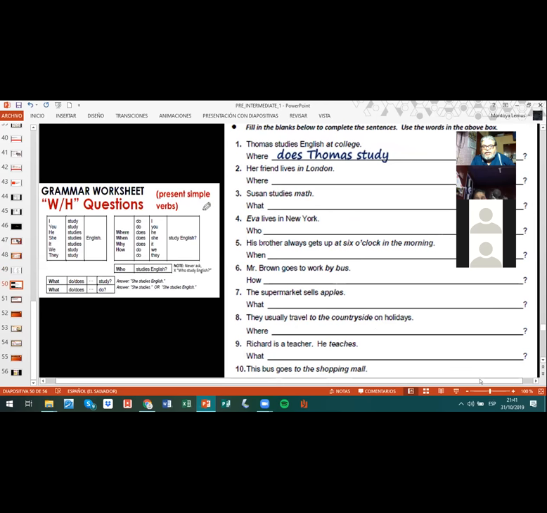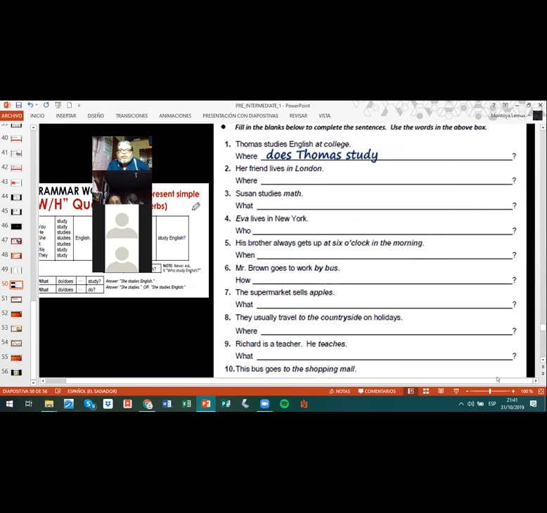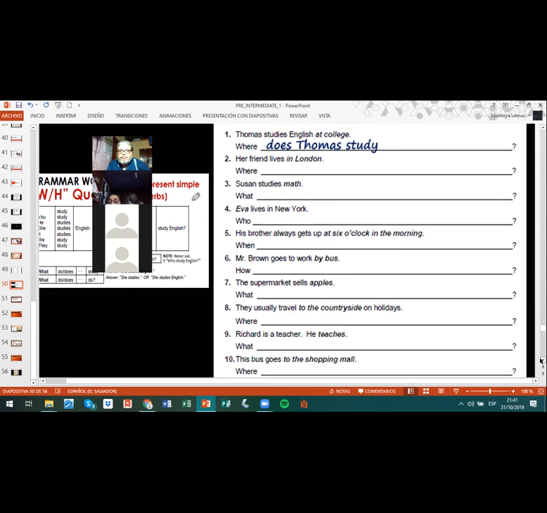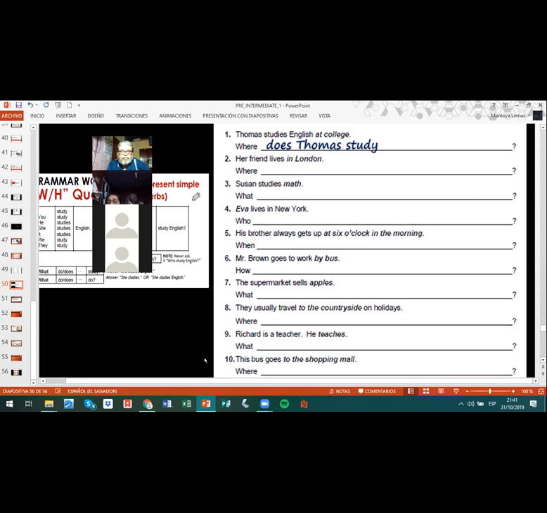Okay. In this exercise, you have to write the questions. You have to complete the questions, okay, according to the information. For example, Thomas studies English at college. Question with where. Where does Thomas study?